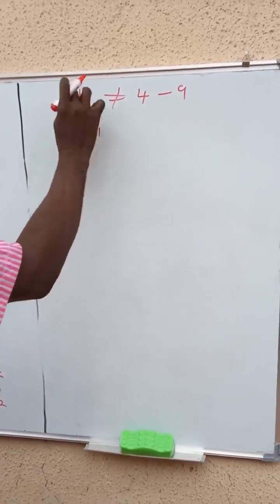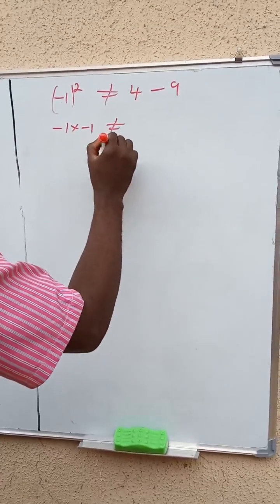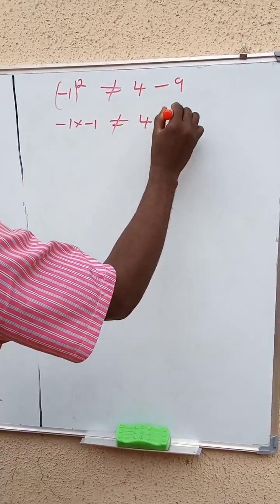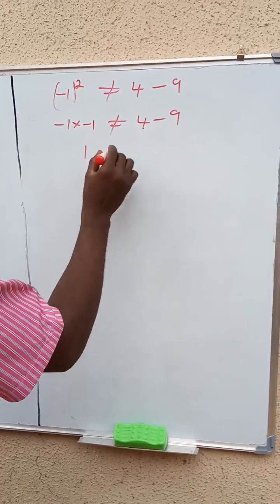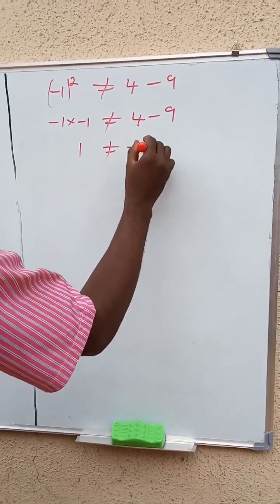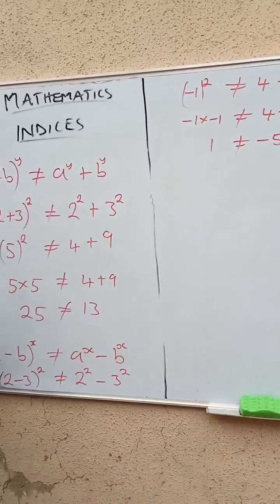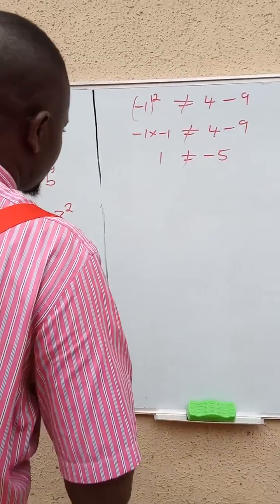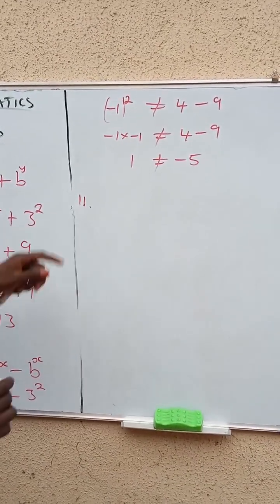I'll put it like this: it is not equal to 4 minus 9. Minus 1 times minus 1 is 1, since minus times minus is plus, and that is not equal to minus 5. So those are the two conditions. But there's another law. Let me just add to it. If you reach there, make sure you put it.